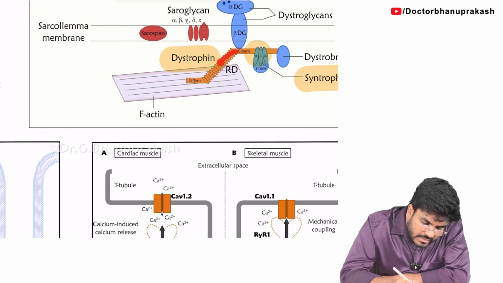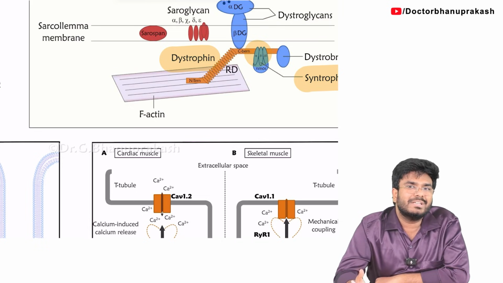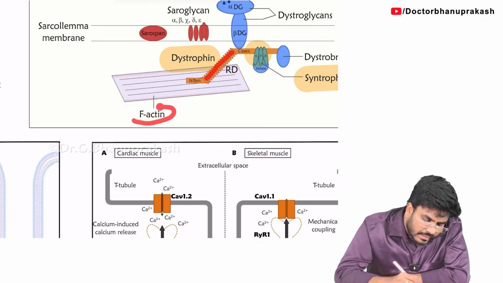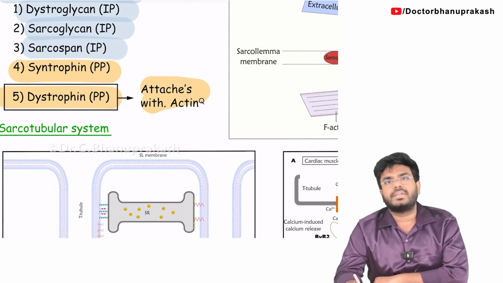On the other side, look, this dystrophin is attaching with what? Actin. Cytoskeleton actin is there. I have told you in every cell there is actin present. So dystrophin intracellularly is attaching with actin. That's why dystrophin attaches with actin intracellularly.